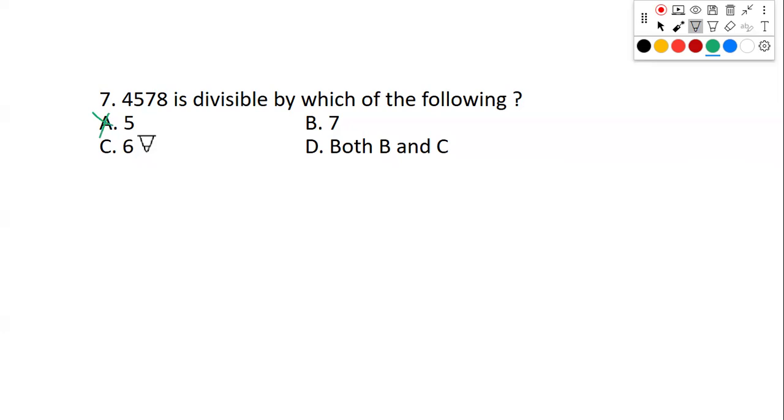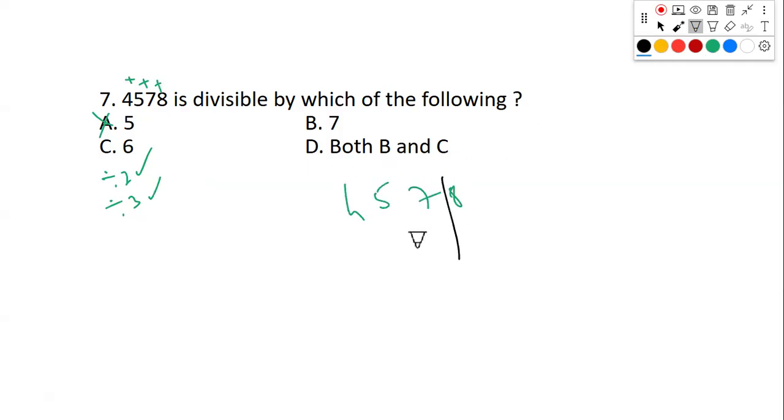Is it divisible by 6? So 2 and 3. Divisible by 2, yes. Is it divisible by 3 also? So 4 plus 5 plus 7 plus 8 is 24, divisible by 3. So 6 is there, but I'm not sure whether it is divisible by 7. So what do I do?